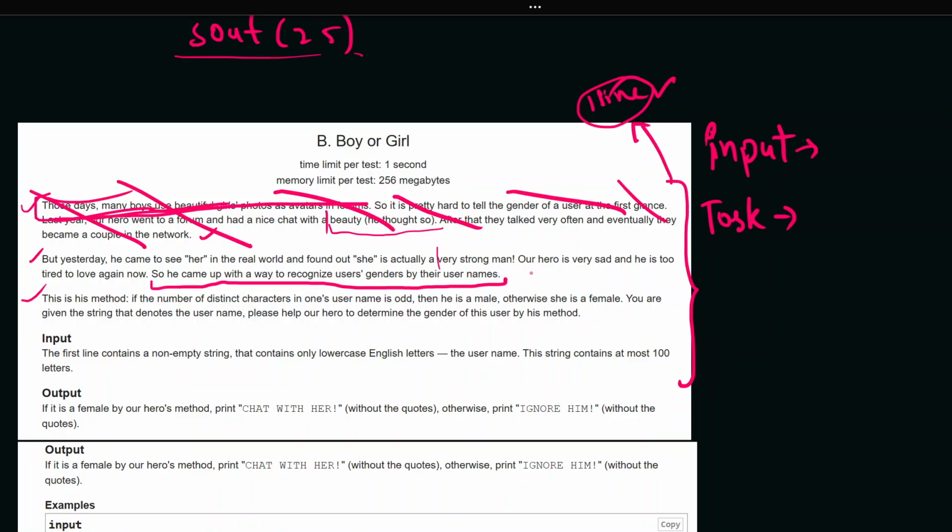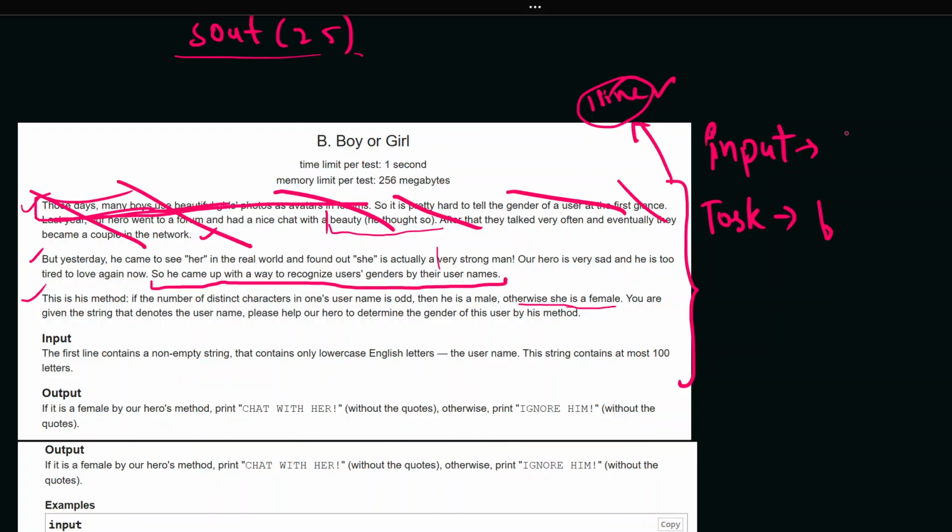Okay, so what is that way? This is his method. If the number of distinct characters in one's username is odd, then he is male. Let's read it out actually. Otherwise, she's a female. Okay. You are given a string that denotes the username. Please help our hero to determine the gender of this user by his method.